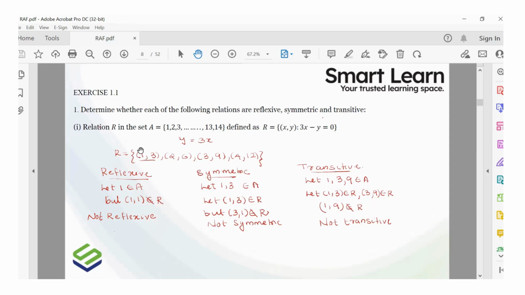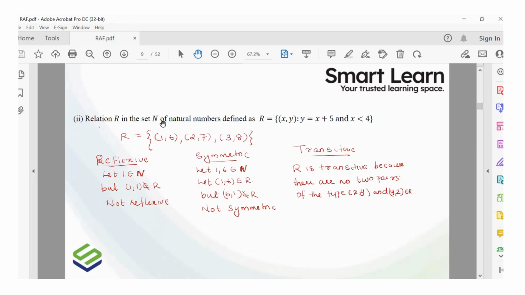Reflexive means I will take one element. So let 1 be an element of A, but (1, 1) should come. But is (1, 1) here? No. That means it is not reflexive. Then I will take (1, 3). If I am taking (1, 3), then (3, 1) should be there. But (3, 1) is not there. So it is not symmetric. Then transitive. That means (1, 3) is there, then starting with 3, that is (3, 9) is there. But (1, 9) is not there. So it is not transitive.